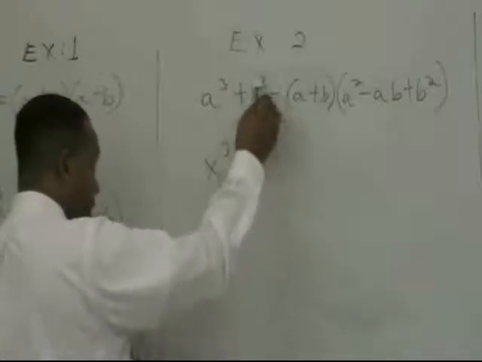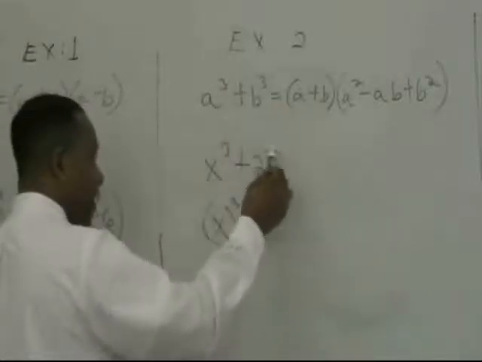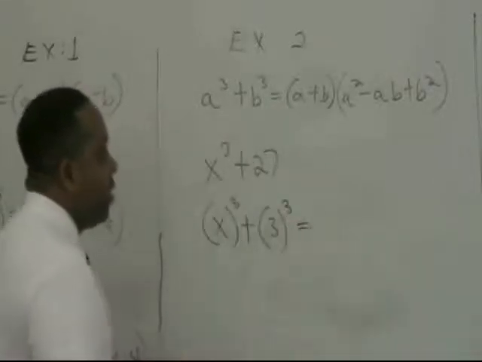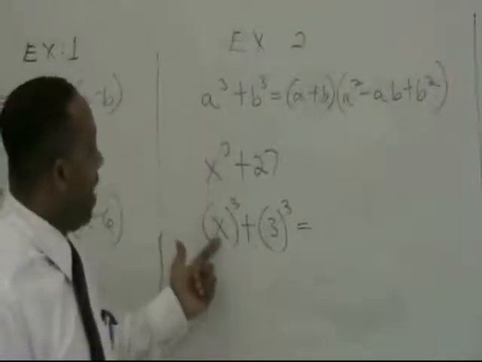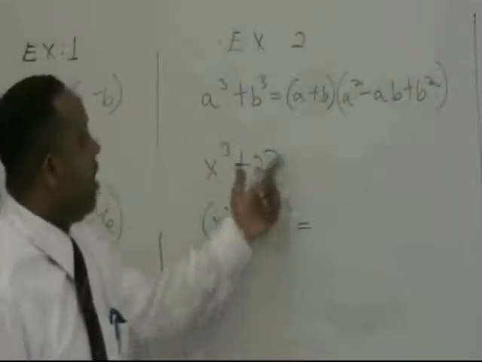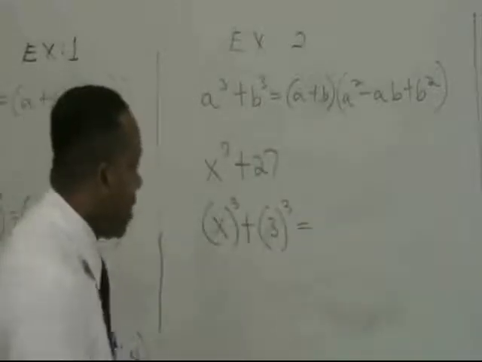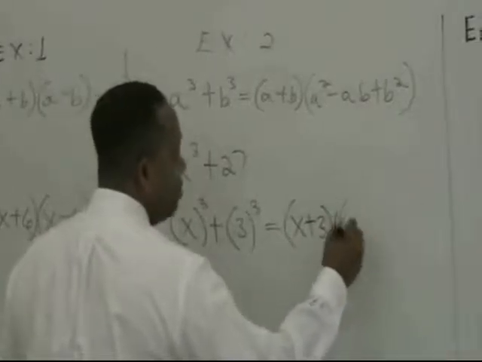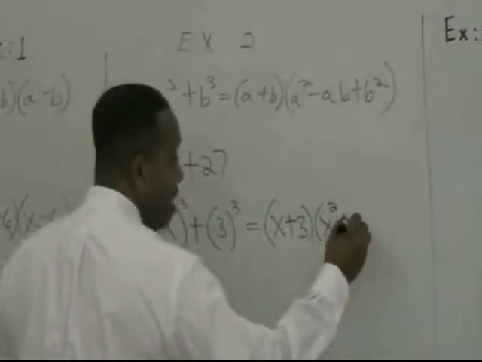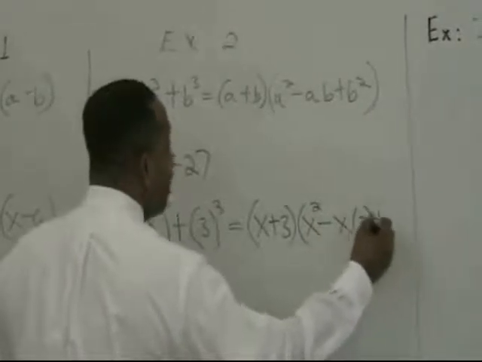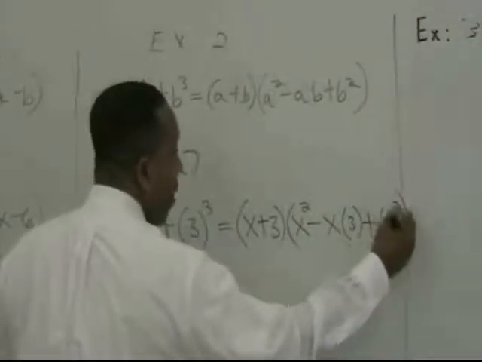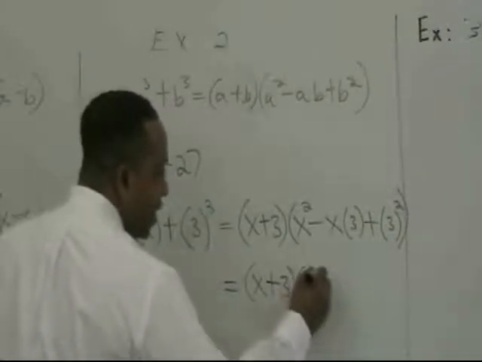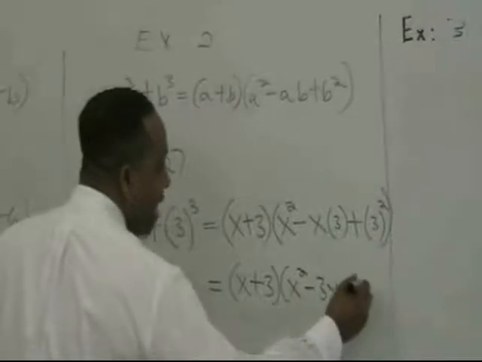Unlike the first term, I need now B cubed, and that is not 27. However, 27 is a perfect cube of 3. And so I can now say from my formula that I have my A, x, and my B, respectively 3. Easy substitution into my factored formula. So that's A plus B times A squared minus A times B, that's x times 3, plus B squared, that would be 3 squared. Of course, we have some simplifying to do here. And so that's x squared minus 3x plus 9.